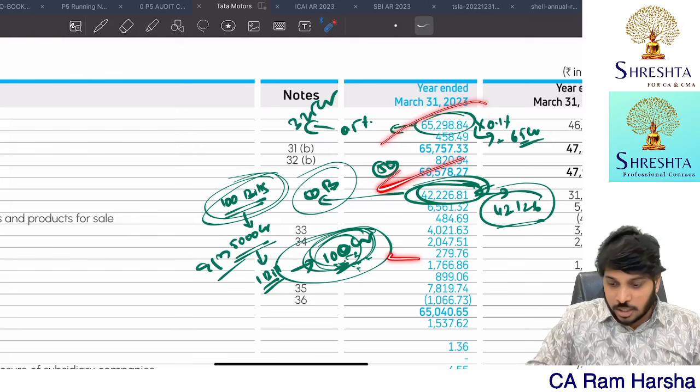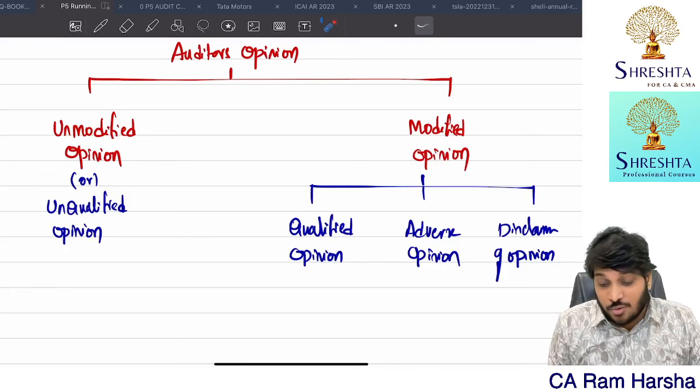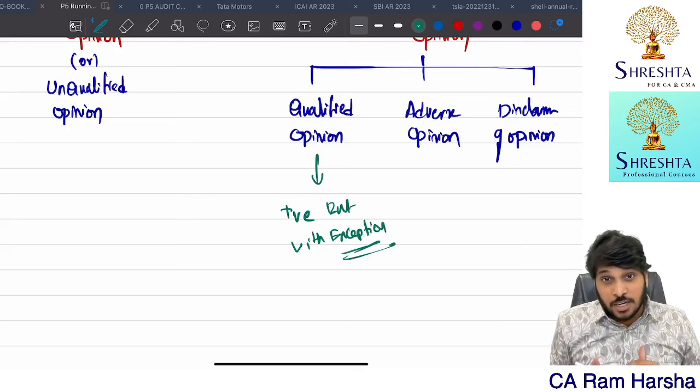So here, the auditor will give an opinion which is called a qualified opinion. What opinion is the auditor giving here? Qualified opinion. Qualified opinion means what, you know? It's a positive opinion, but with exception. If the auditor is giving a positive opinion with exceptions, then it's a qualified opinion.